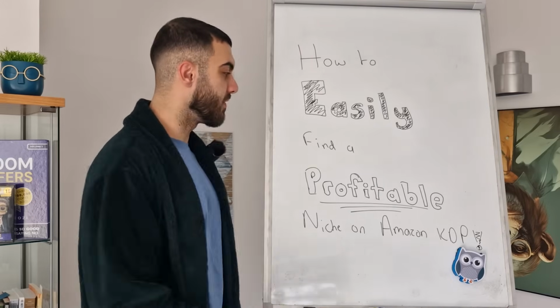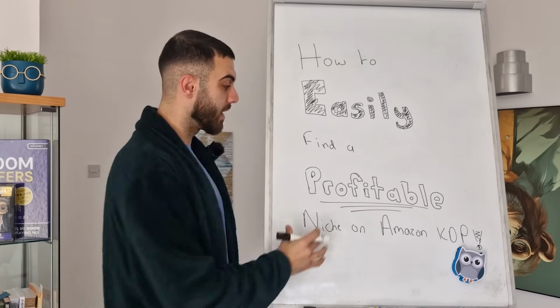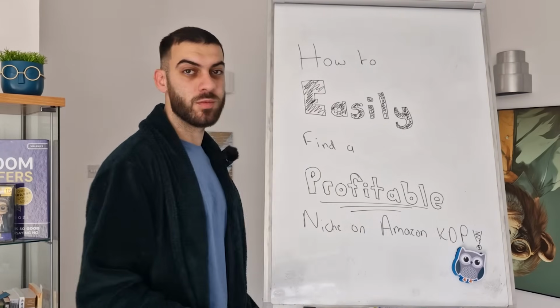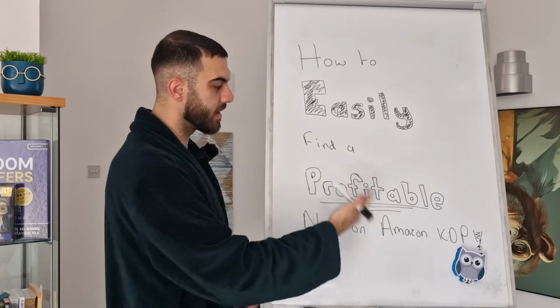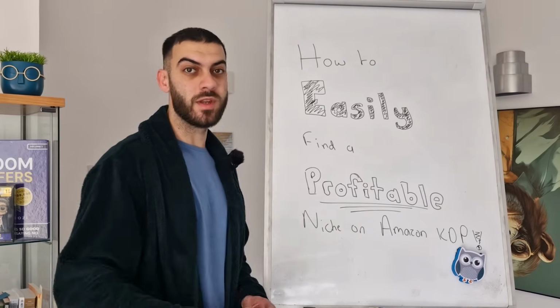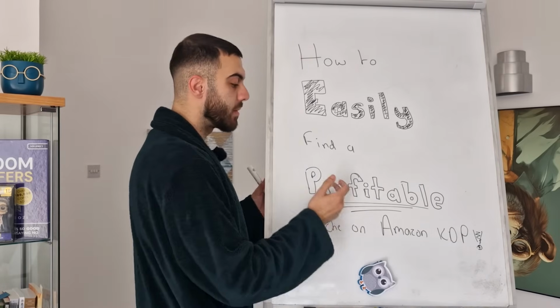I'm going to show you how to easily find profitable niches on Amazon KDP. Now, this right here, the word profitable, that's your keyword. This is what we're looking for. We're not just looking for any niche. We're actually looking for a profitable niche. Now, how do we know if a niche is going to be profitable or not?